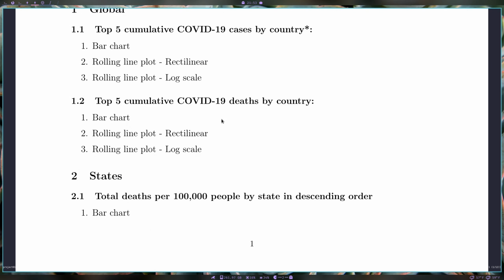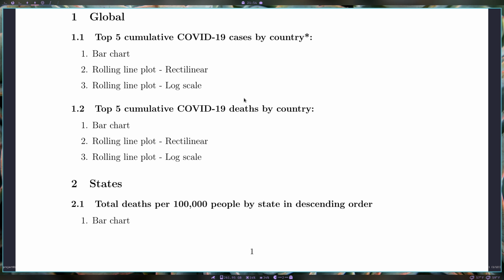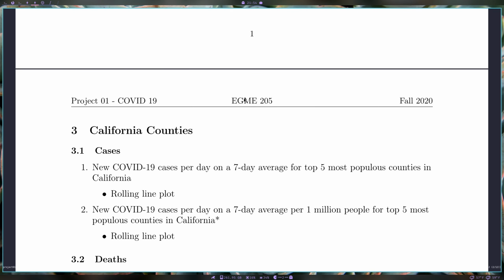The first one is top 5 cumulative COVID-19 cases by country. It's on this line here where I first have the subsection. So you need to include commentary for all 3 of these graphs. I'll go over the layout in a second. Okay, so that's one of the write-ups that you have. It's for those 3 figures.